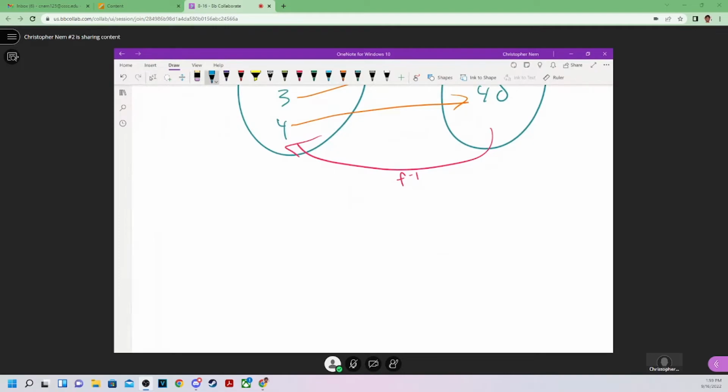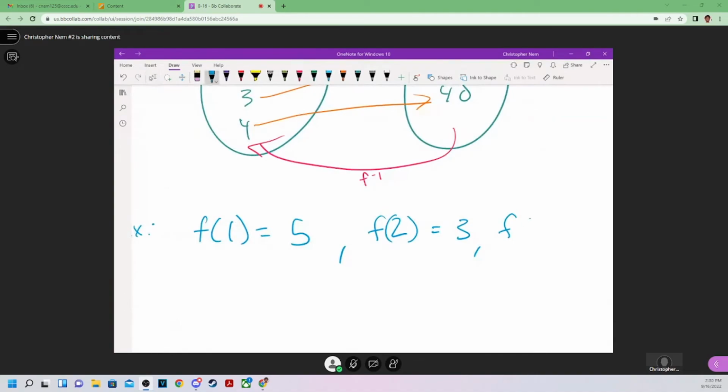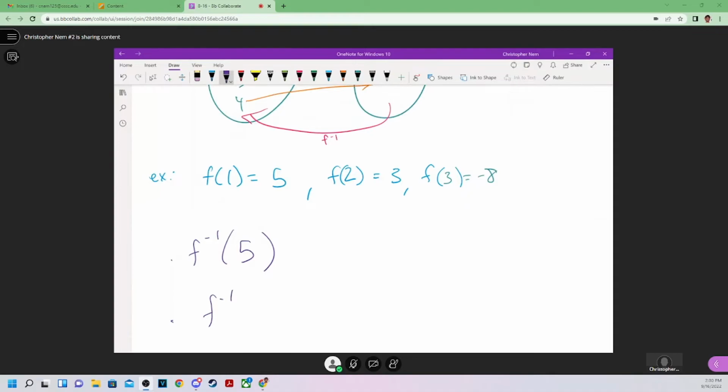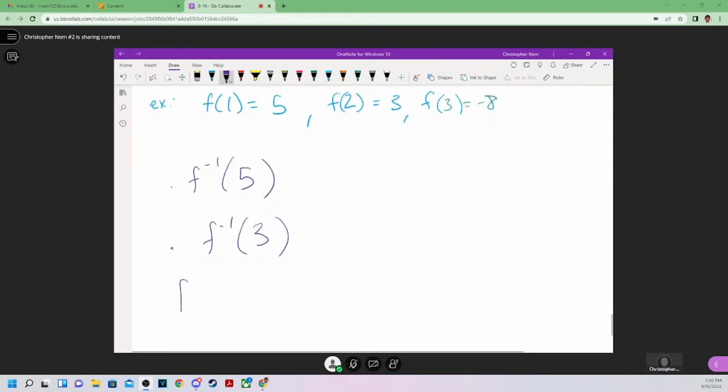So what if instead I ask you, can you calculate the inverse function if I gave you f of 1 equals 5, f of 2 equals 3, and f of 3 gives you negative 8? Suppose f was 1 to 1. Could you calculate these? What is f inverse of 5? What is f inverse of 3? What is f inverse of negative 8? Each of these three.